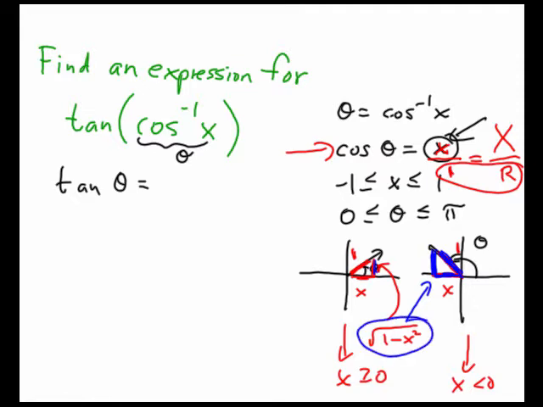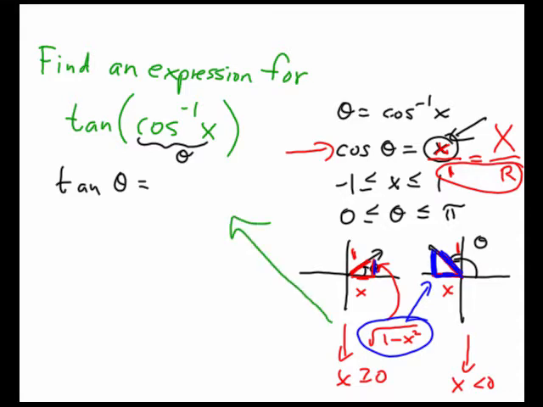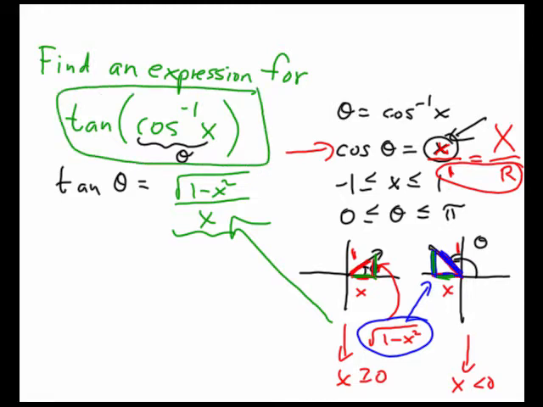So when I come over to decide my tangent, which is what this question was asking for, which is the y value over the x value, I can see that in both cases it's the root of 1 minus x squared over x. And this is an algebraic expression for calculating all this. Hard to believe that that works that way.